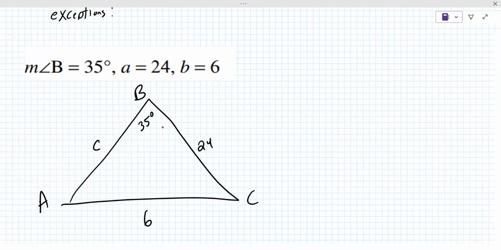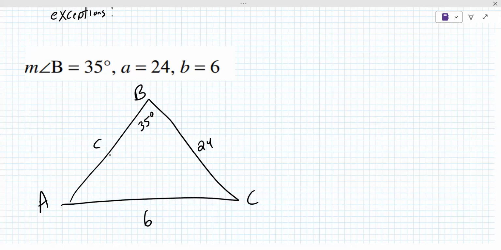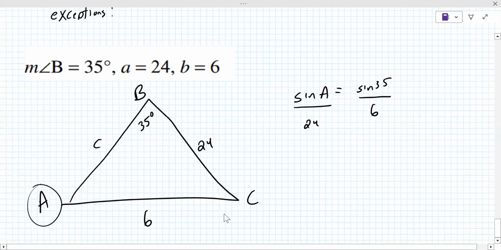So we're going to first find C. So I'm sorry, we're going to find, take that back. We're going to find angle A. I guess we should circle that. So angle A, sine A over 24 equals sine 35 over 6. Is the setup of this okay for you? Angle over side, angle over side. Yes, makes sense.